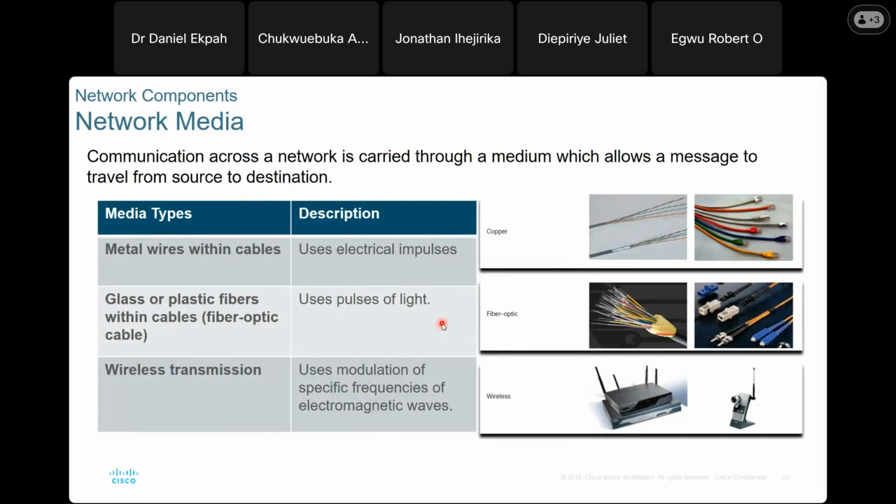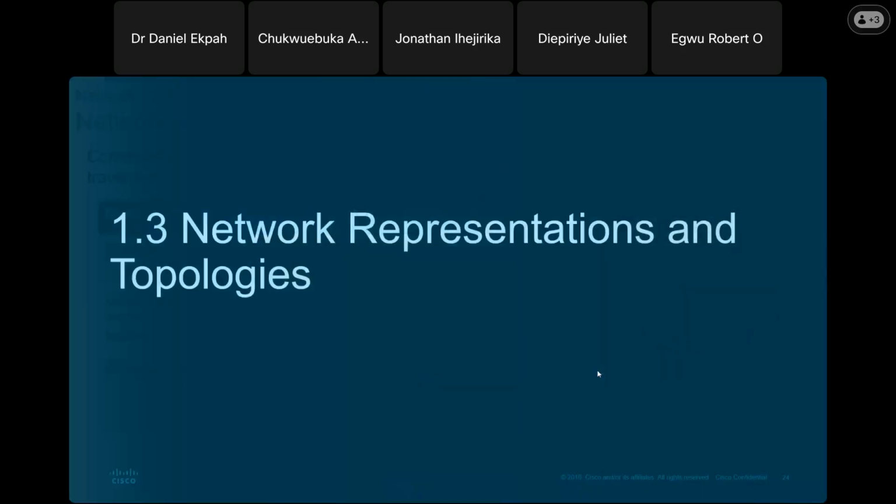We also have network media, which has to do with the means by which data is transferred from one end device to another. This could be metal wires, glass or plastic fibers, or wireless transmission. So network media can be copper, wired, or wireless. You get what I'm saying? All right. Let's look at network representations and topology.